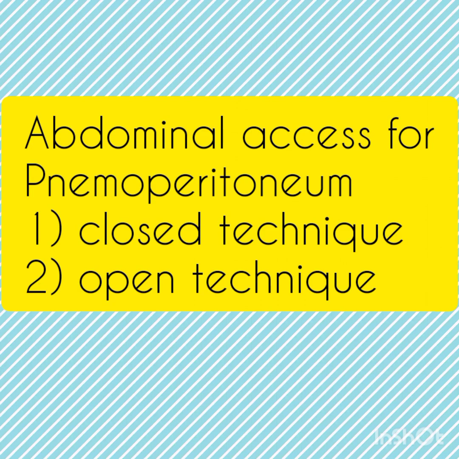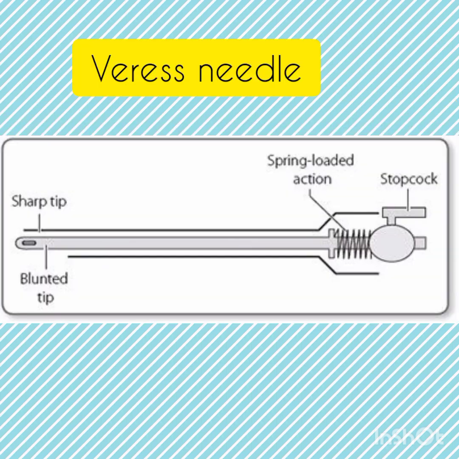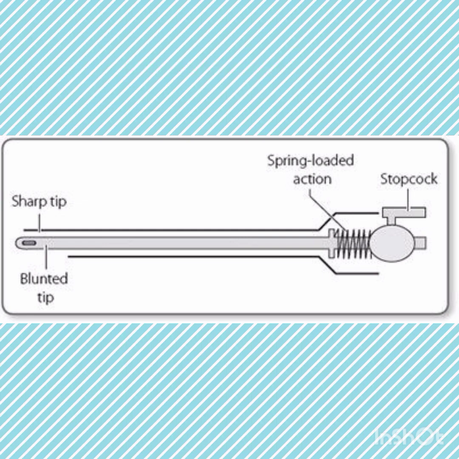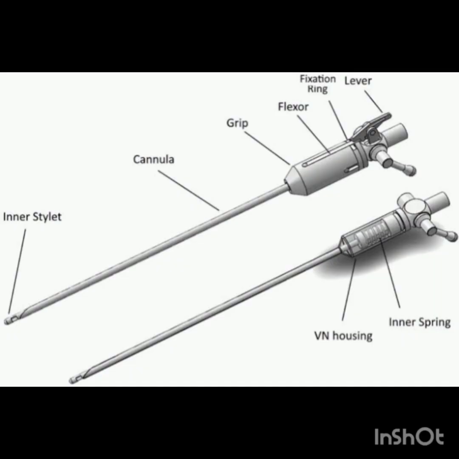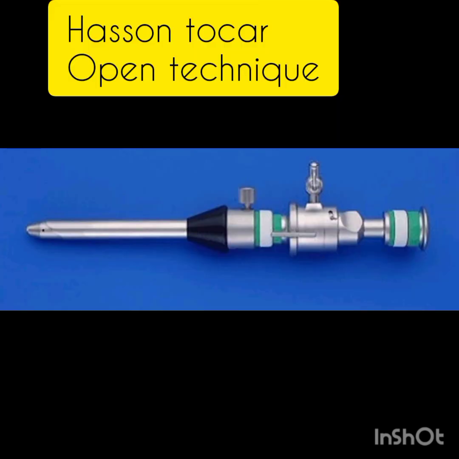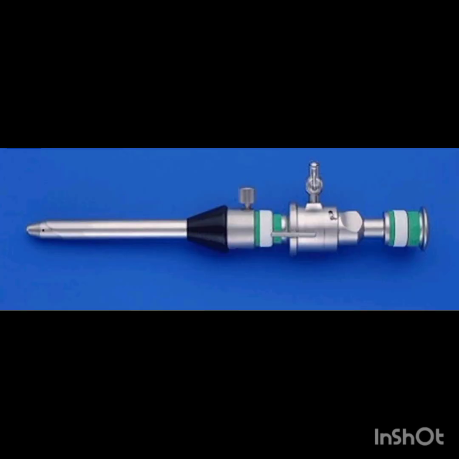We have 2 techniques, closed and open, for the abdominal access for pneumoperitoneum creation. For the closed technique, we use the Veress needle, having the spring loaded system at the proximal end, the sharp and blunt tip at the other end, and the gas control mechanism at one end. This is the Hasson trocar for the open technique.